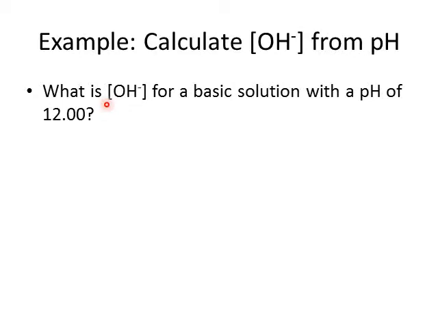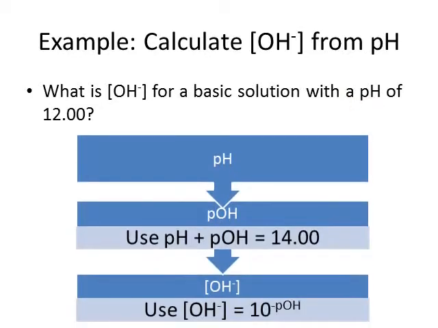So how can we calculate the OH minus concentration given its pH? Well, the first thing is, you know the pH, so you can find the pOH using the formula pH plus pOH is 14.00. Now that you know your pOH, similar to how we find the H plus concentration given the pH, we can take the antilog of minus the pOH to find the OH minus concentration.